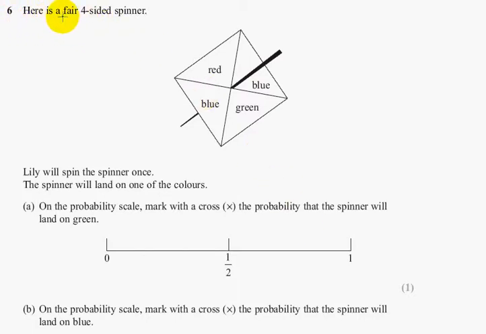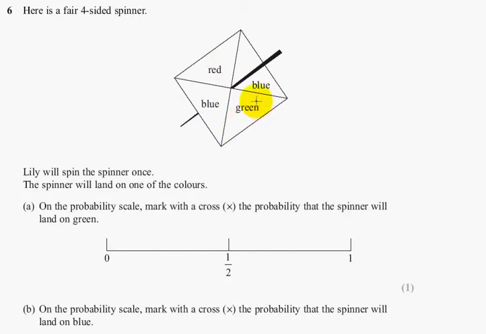Question 6. Here is a fair four-sided spinner. Lily will spin the spinner once. The spinner will land on one of the colours. Part A says, on the probability scale, mark with a cross the probability that the spinner will land on green.